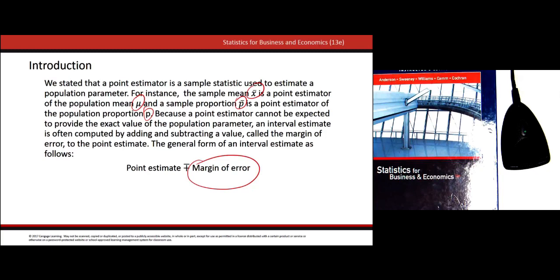Point estimate is just one single number. You can calculate the sample mean to estimate the population mean, but we don't know how close that sample mean actually is to the population mean. That's why we also calculate the interval estimate. This is the general form: point estimate plus minus margin of error.